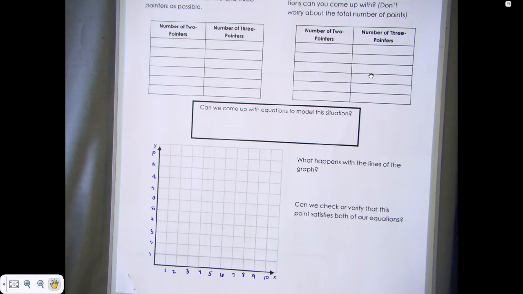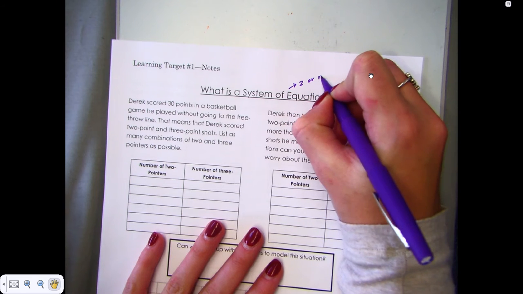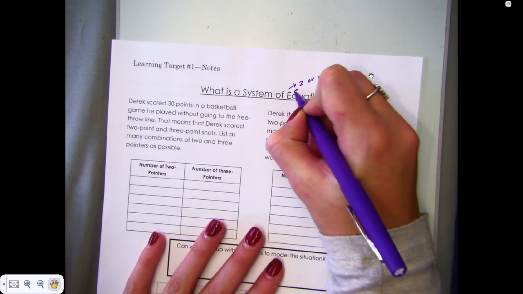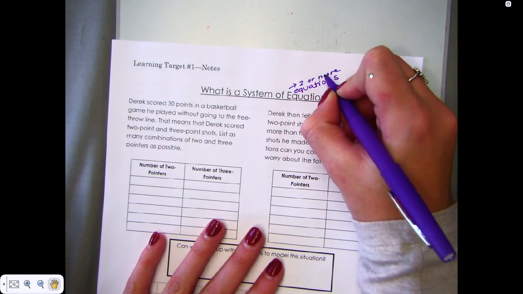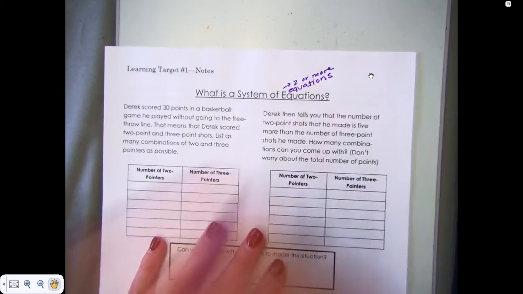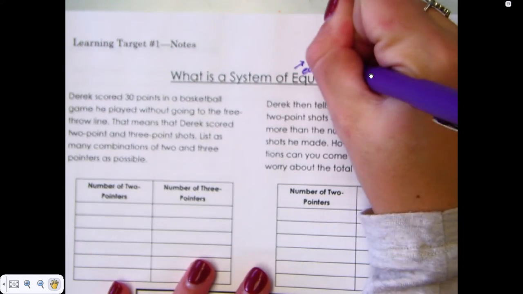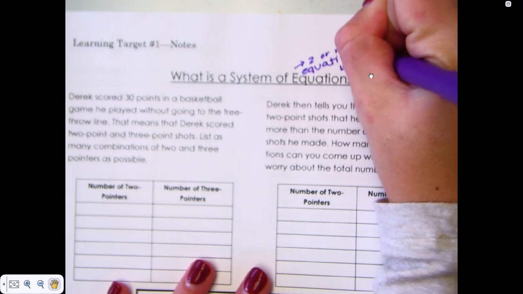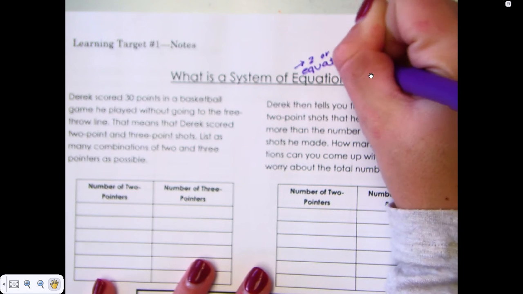So today we are going to learn about systems of equations. So what are systems of equations? Systems of equations are two or more equations. And in a system of equations, you are looking for one solution that makes the equations true at the same time.